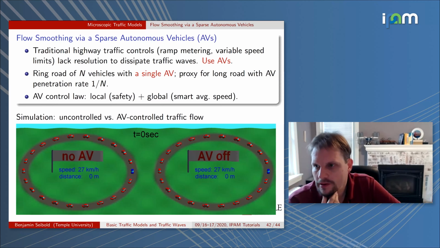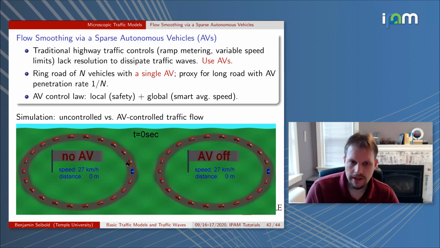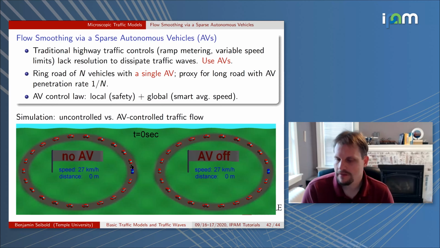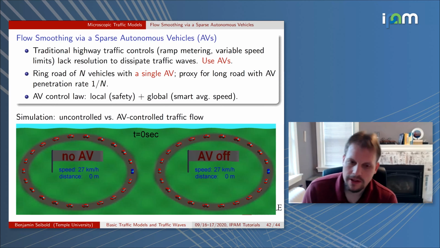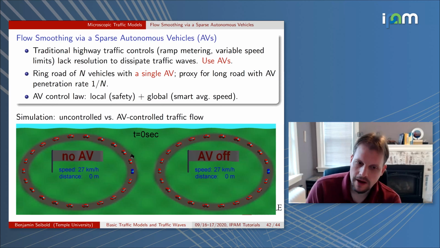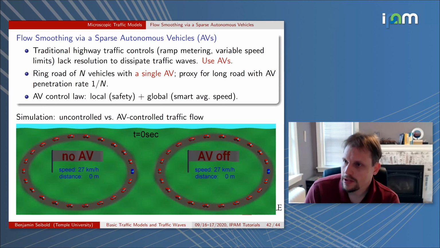So if you have a low density of vehicles, say you have a ring road here, again as an idealization of a long road, with 22 vehicles, but one of them is actually a vehicle that you can control. And you can choose that function G that we had before. But the driving laws of the other cars are intrinsically unstable, so that you get stop-and-go traffic waves. Then the question is, could I design a controller that stabilizes the traffic flow?